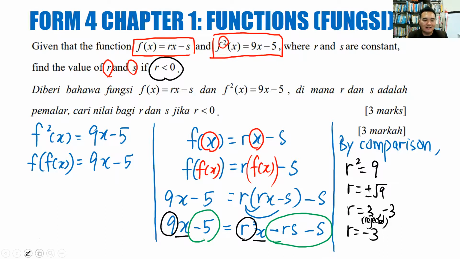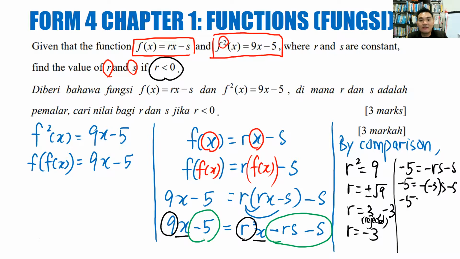You just write it and make the equation, right? So very simple, which is negative 5 equals negative rs minus s. And your job is to find the s. And you got the r, why not you continue to replace the r with negative 3. Okay, and you can see, negative 5 equals positive 3s minus s. Negative 5 equals how many s? 2s, right? And s equals negative 5 over 2. That's it. So this is the answer.